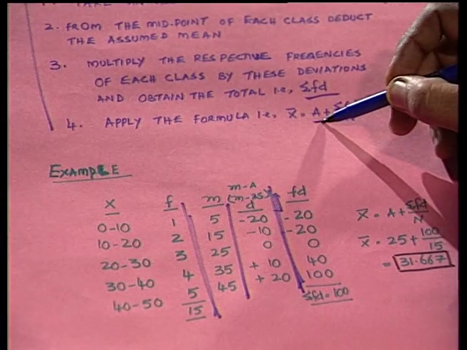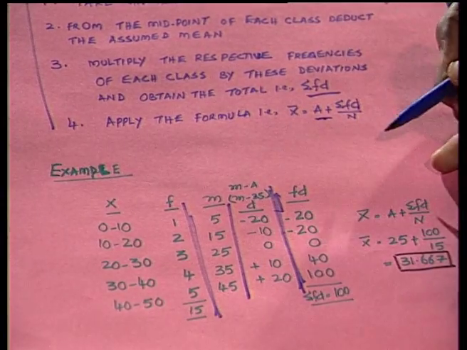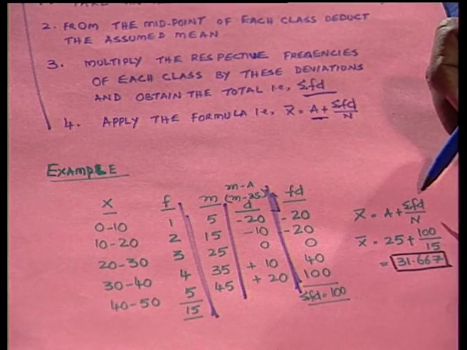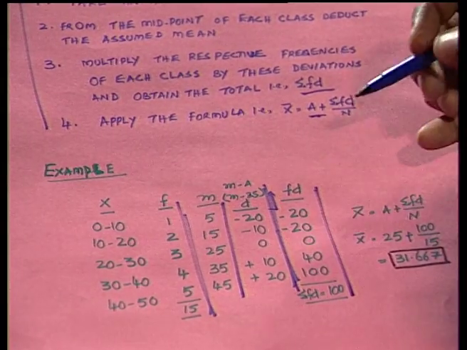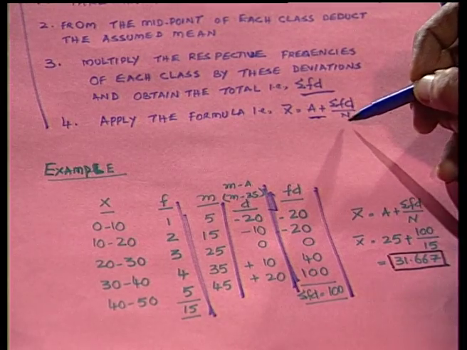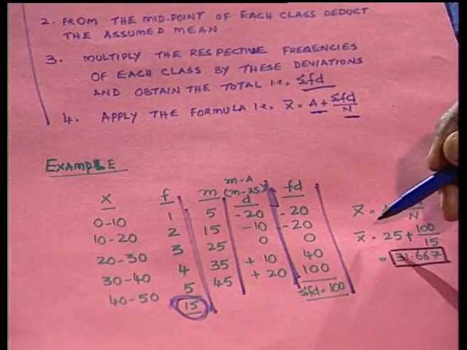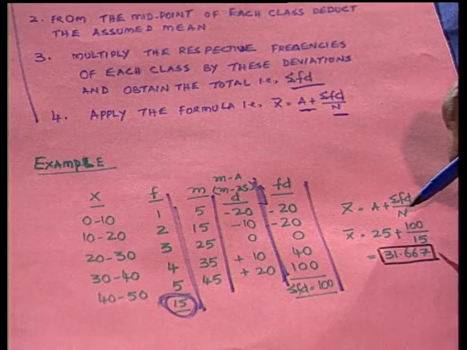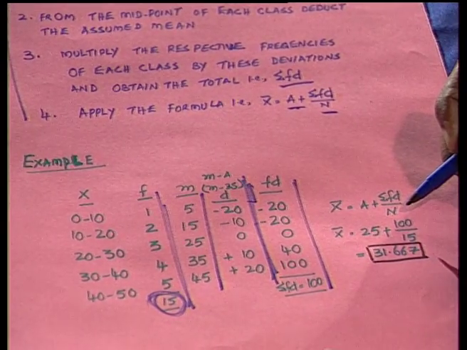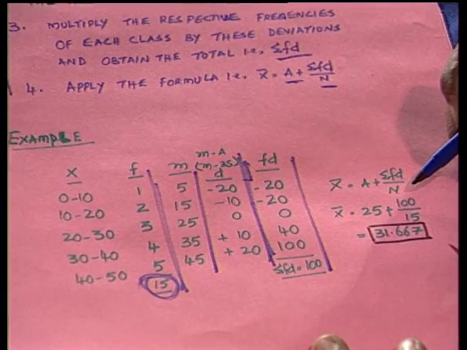And the final step is applying the formula which is x bar is equal to assumed mean plus sigma fd by n, and assumed mean here in this case is 25, and then sigma fd value is 100 as we have arrived at after having carried out the calculations, and divided by the total of frequencies which is n here, which is precisely 15 as is seen from here. Then 25 plus 100 divided by 15 will give you the same value as we have seen just now in the earlier example where we made use of the direct method. It is 31.667 again.